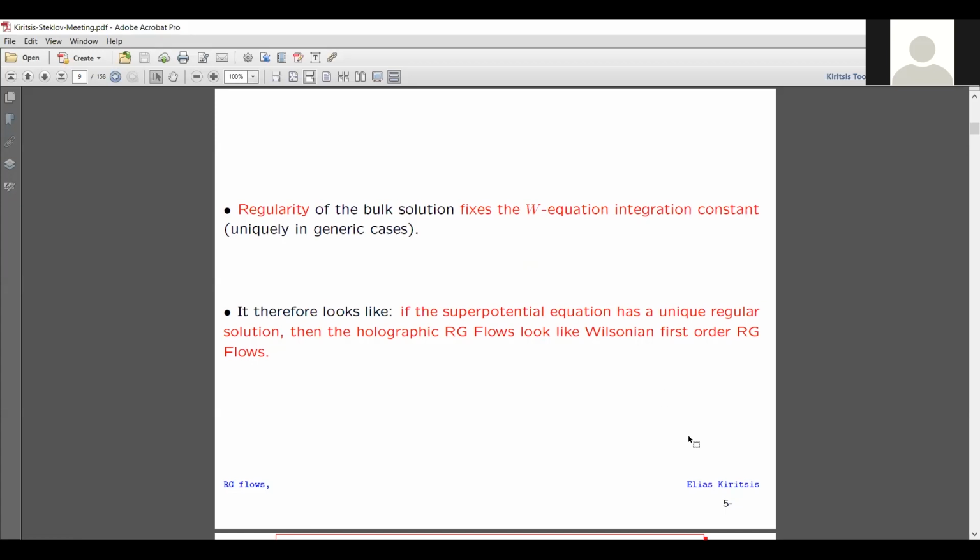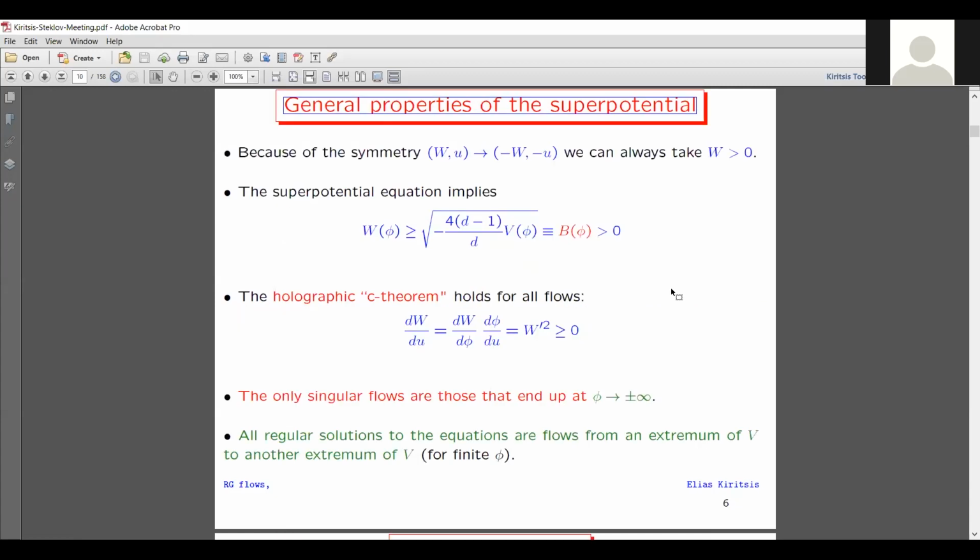renormalization group flows. And this more or less tells us that there is a map between precisely what we've learned in graduate school for quantum field theory and what we are doing in terms of renormalization group flows in holographic theories. However, there are subtleties to this, and I would like to get to them before going further. Let me, first of all, remind you a few properties of this superpotential.